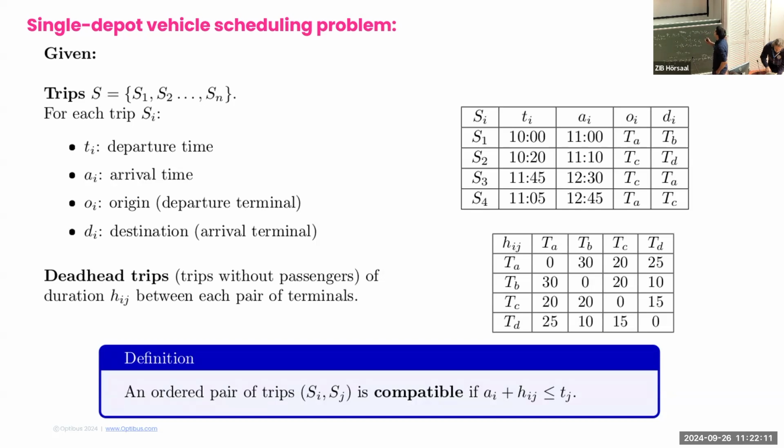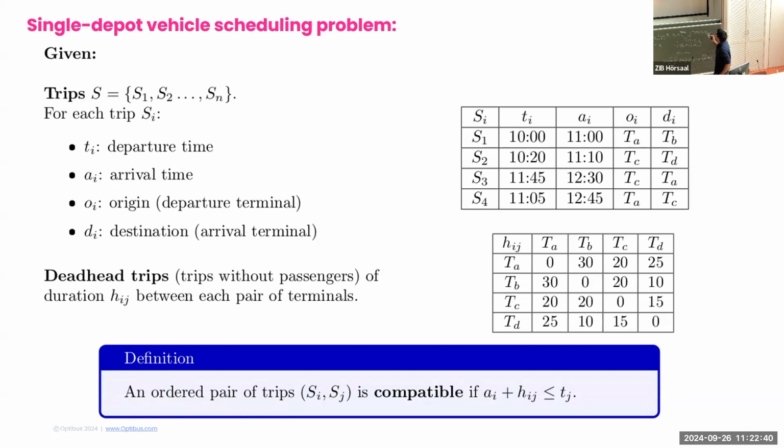So let me give you an example here. For example, here we have four trips. These are the four trips that I need to cover, which means the first trip starts at 10 and finishes at 11, and it goes from terminal A to terminal B. Then, of course, if I have a bus that does this trip, it starts at 10 at terminal A, and at 11 it's finished at terminal B. I could put the bus back to the depot, or good, but of course, it would be nicer if I can use the bus for the next trip.